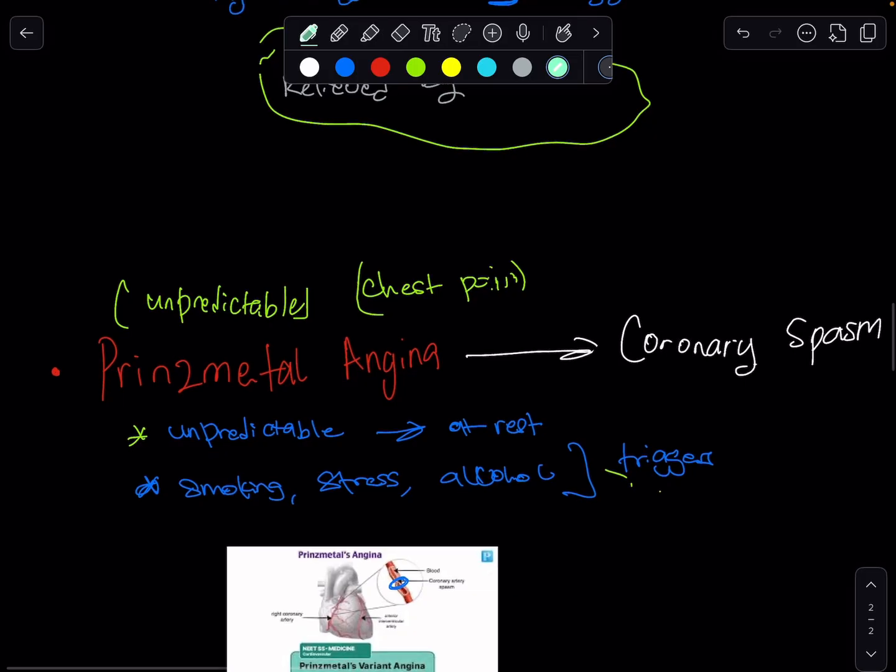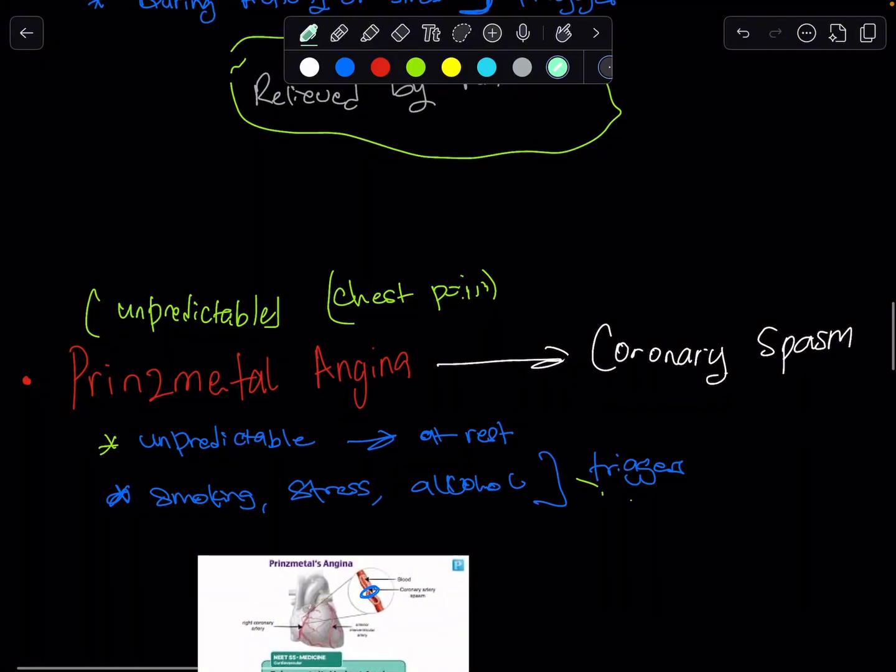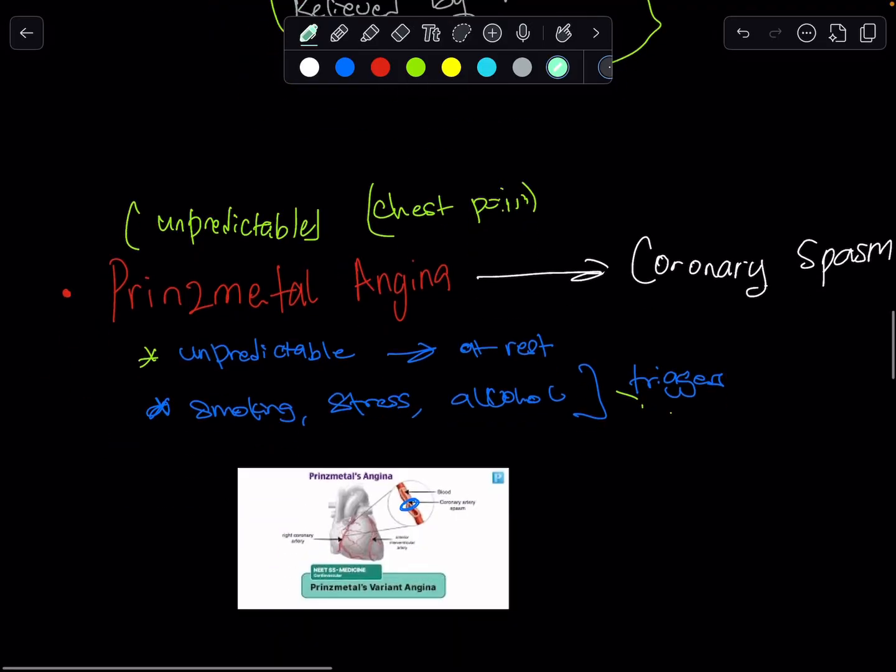Then we talk about Prinzmetal, which is unpredictable, like they're mentally ill, bro. So unpredictable. Why does it happen? Because of spasms. We know that spasms reduce blood flow, which reduces oxygen, which causes angina. We know it's unpredictable and happens at rest. They're at rest and then they just pass out. Basically, no pun intended. And it happens because of smoking, stress, and alcohol.